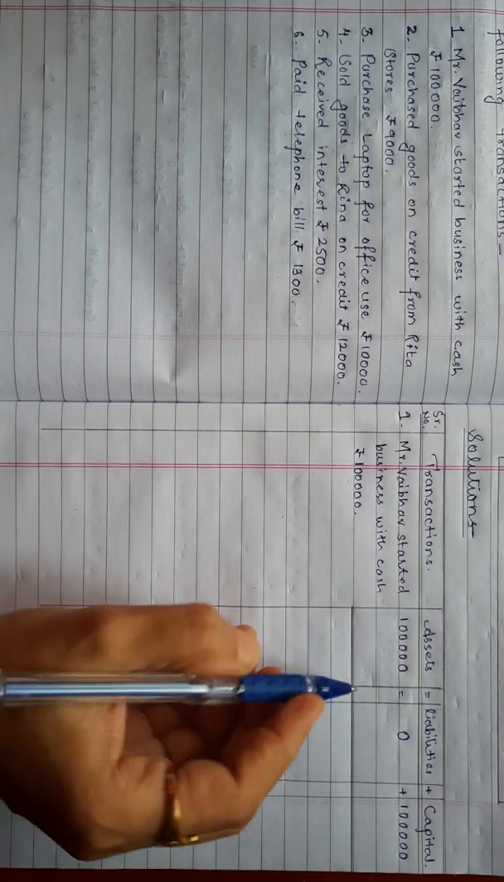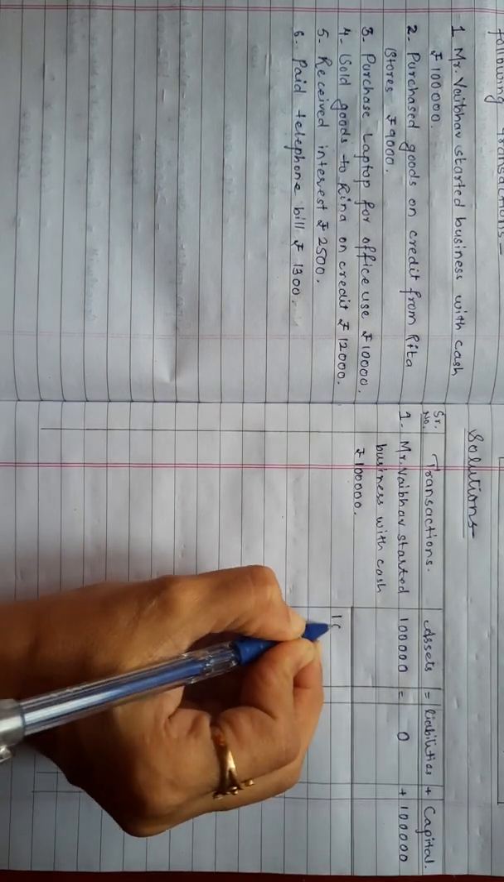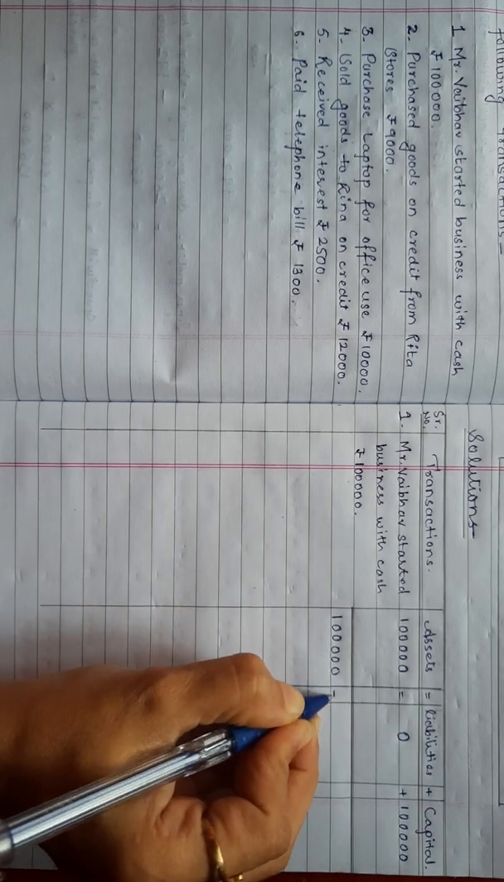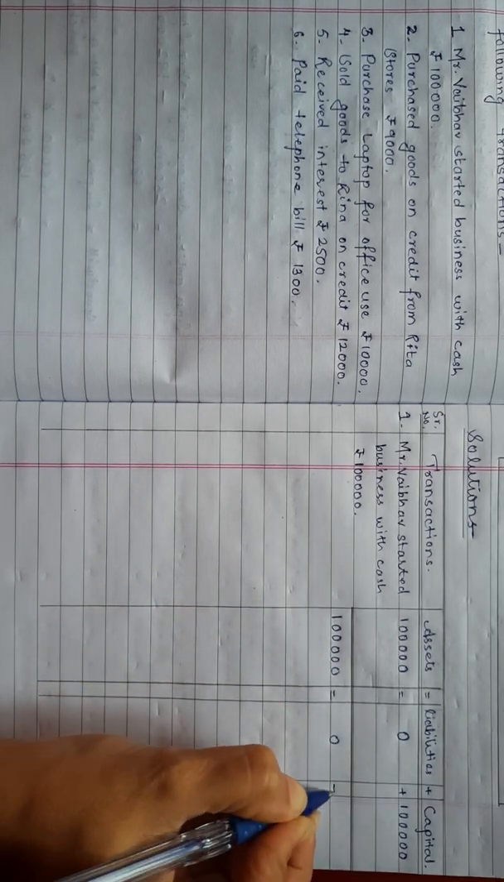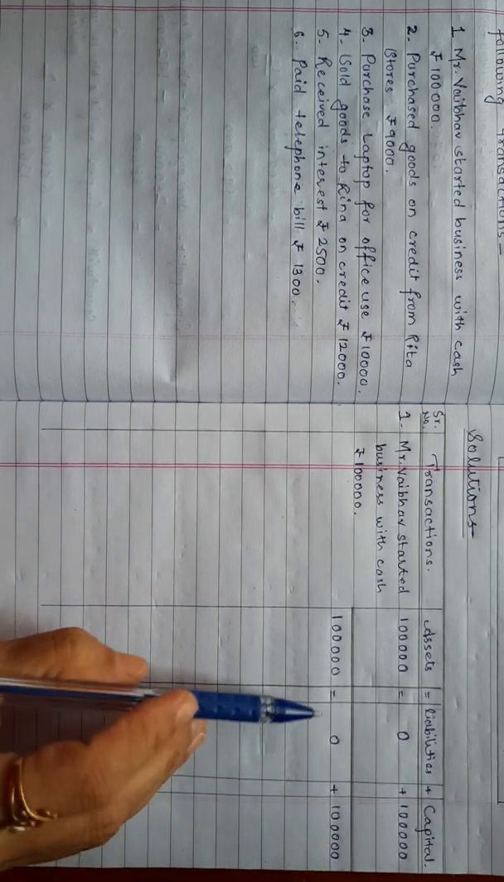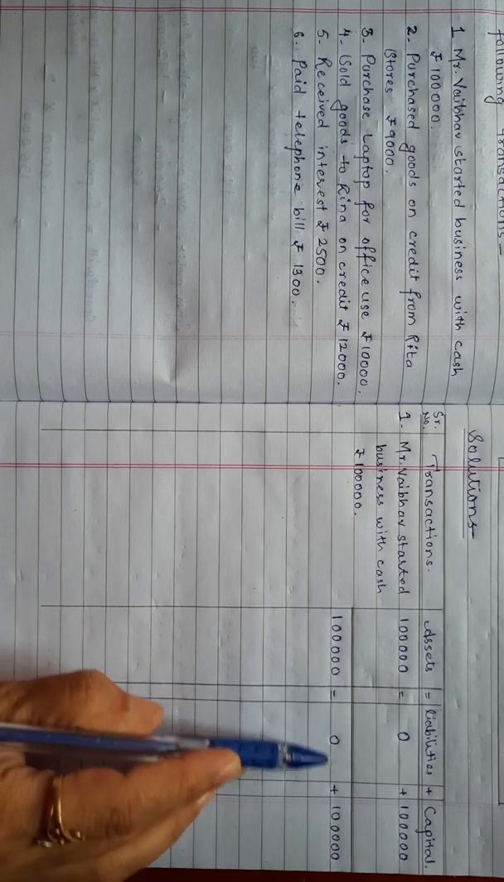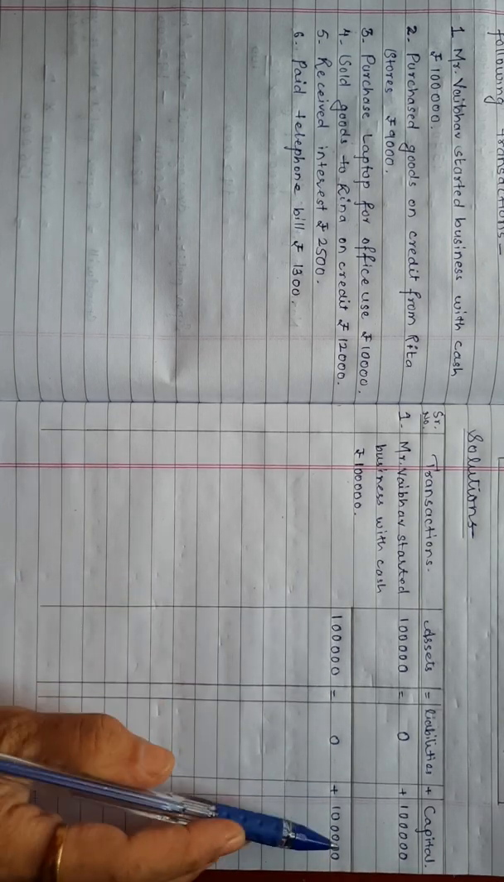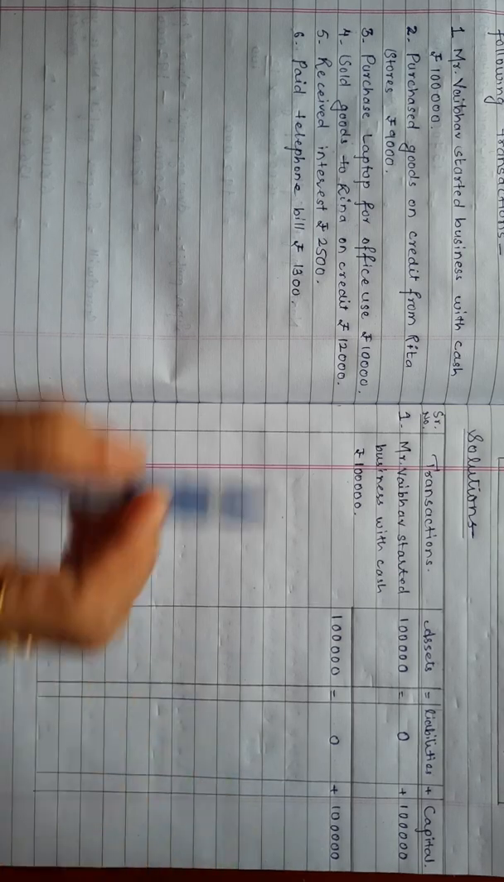Now take the total of it. Drawing a line here, there is nothing to add and deduct, so it will be 1 lakh. 1 lakh will be equal to 0 plus 1 lakh. The equation's right hand side should be equal to the equation's left hand side. So 1 lakh and 1 lakh. Let's go with the second one.